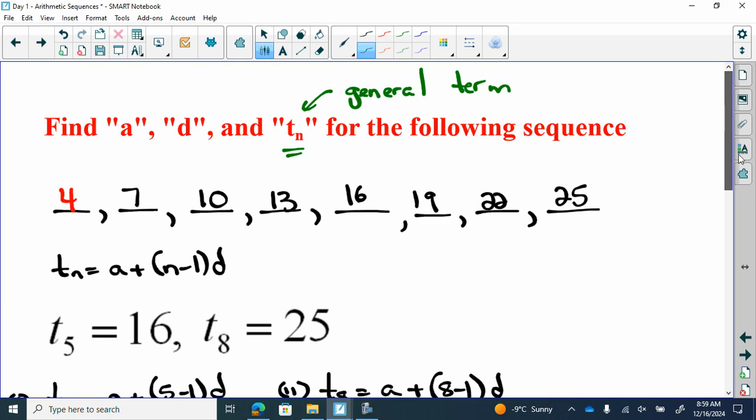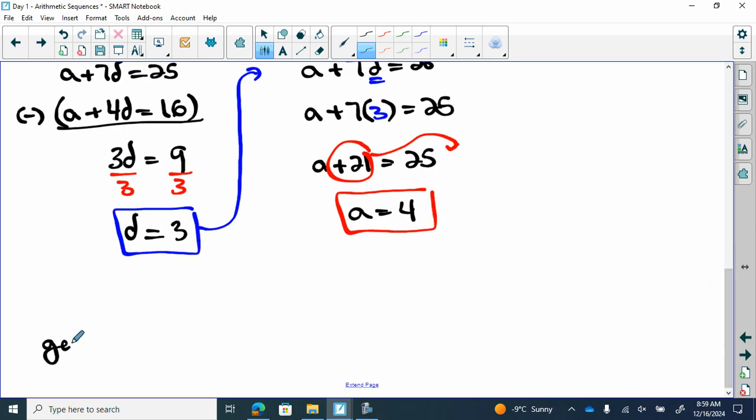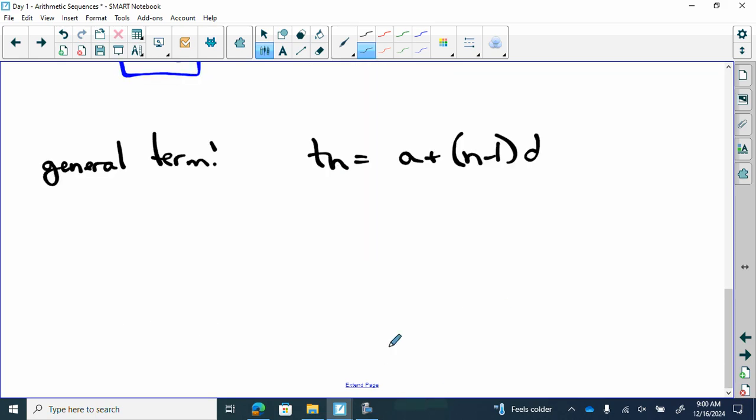Okay, I found A, check. I found D, check. I did not find the general term for this sequence. Okay, here's how we find the general term. We're just going to take our formula, which says Tn equals A plus n minus 1 in a bracket times D. And I'm only going to fill in A and D. What was A? 4 plus n minus 1.